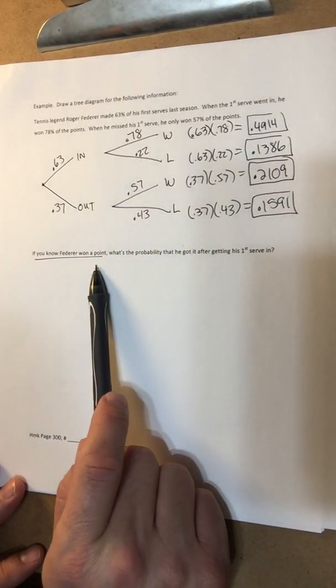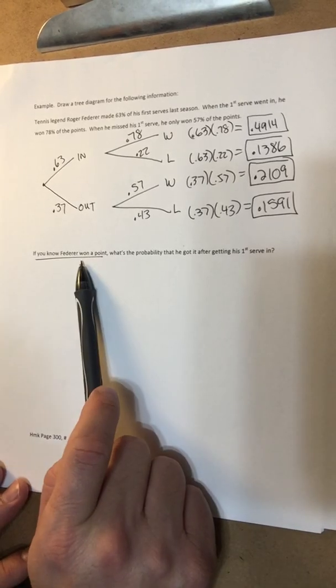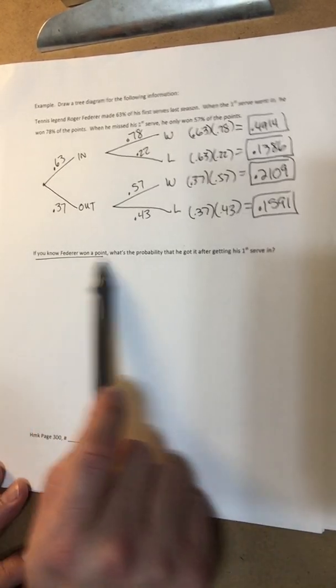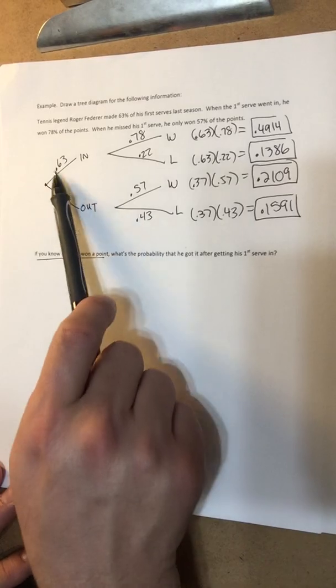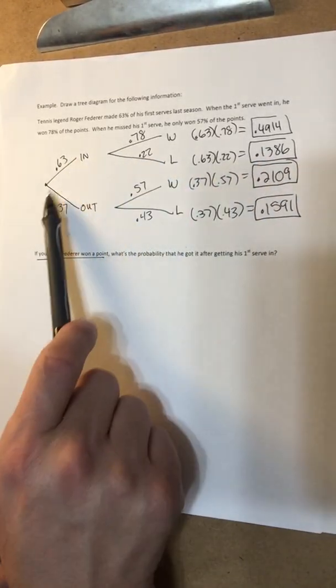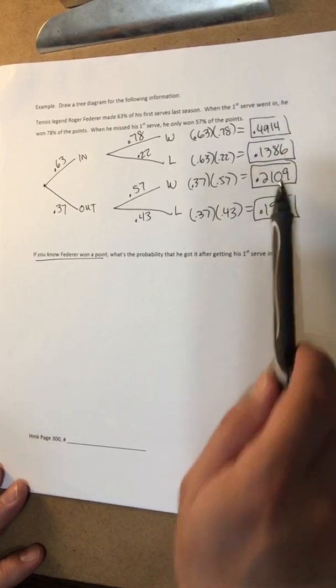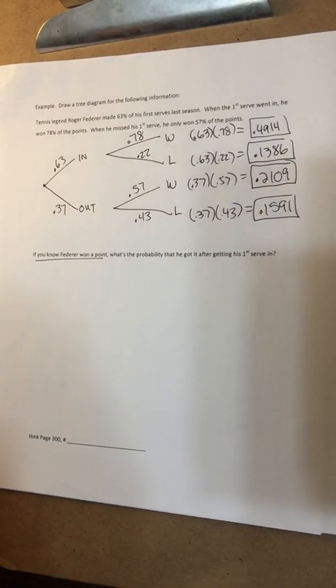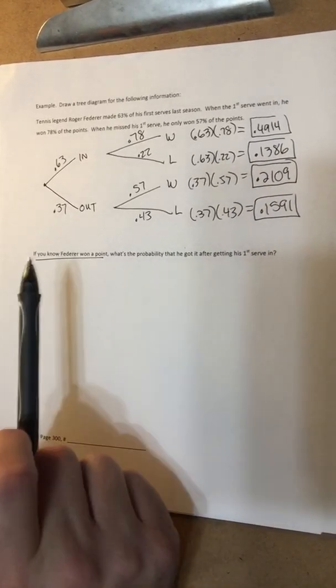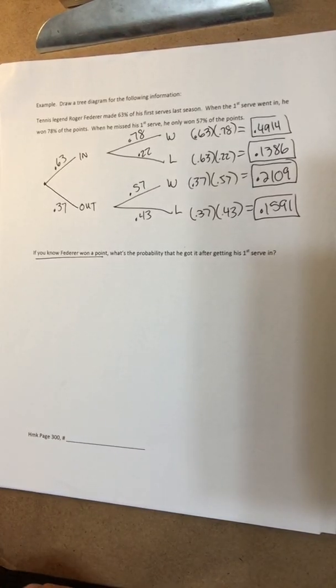Once you find out that he won the point, this little track right here and this little track right here are out. So these two wouldn't add up to 1 anymore. That's not the sample space. So this condition makes things different, okay?